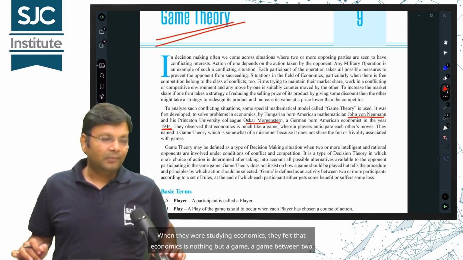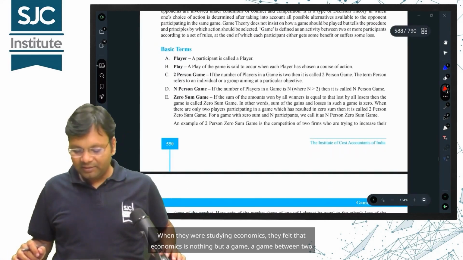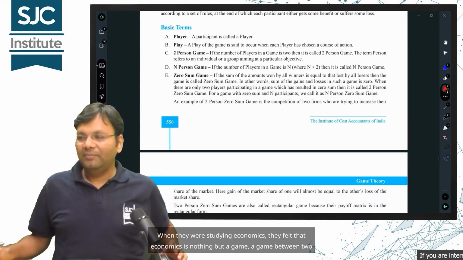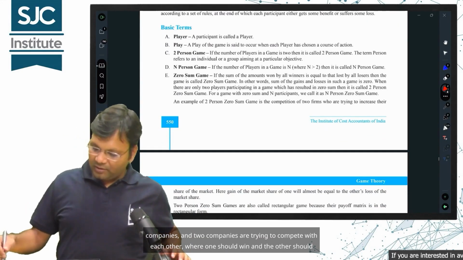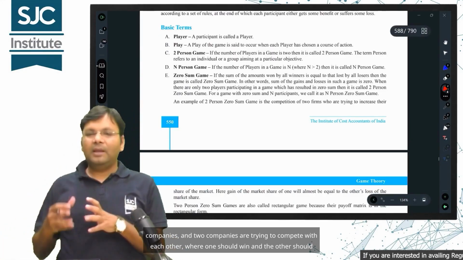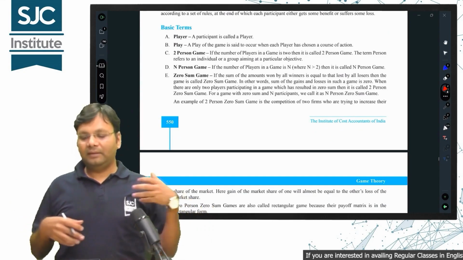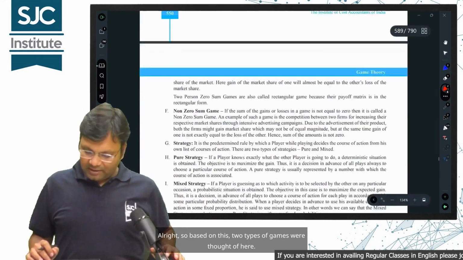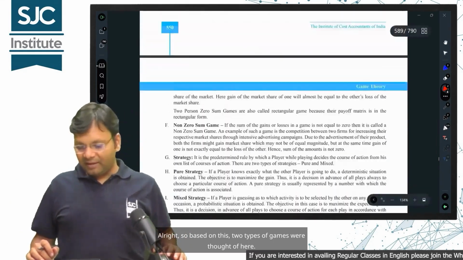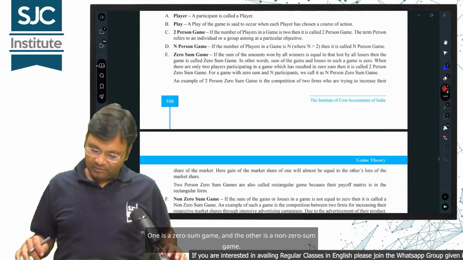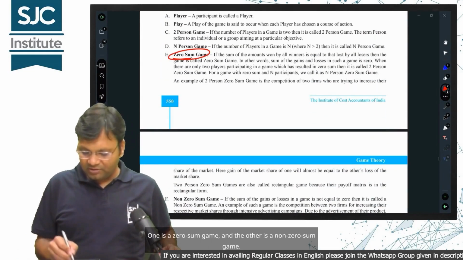When they were studying economics, they felt that economics is nothing but a game between two companies, and two companies are trying to compete with each other, where one should win and the other should lose. Based on this, two types of games were thought of here. One is a zero-sum game and the other is a non-zero-sum game.